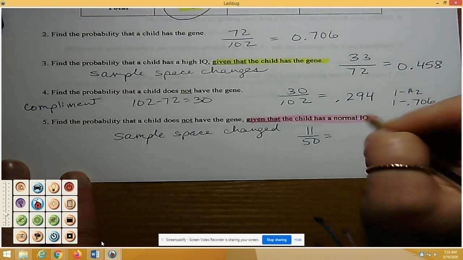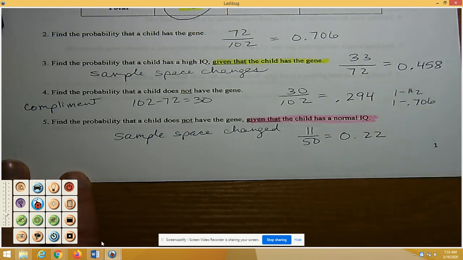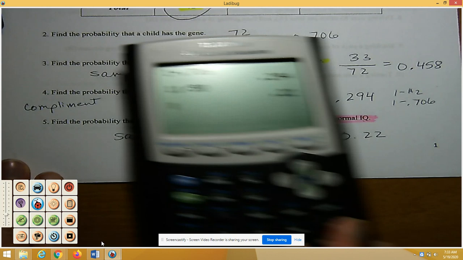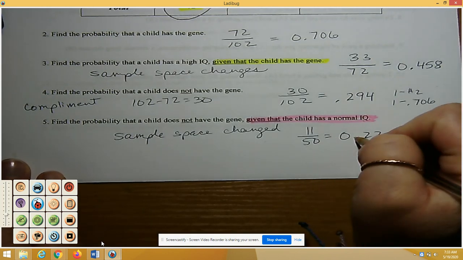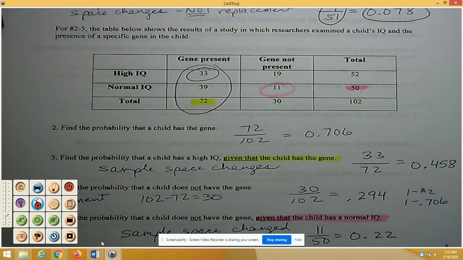You can grab a calculator if you want and get 0.22. That rounds exactly, so you don't need to put an extra digit or anything. You can just leave it as 0.22. All right, we call these a two-way table because we read them two different ways.